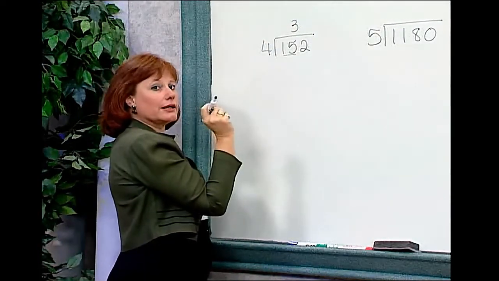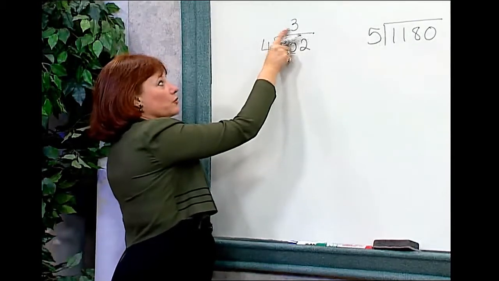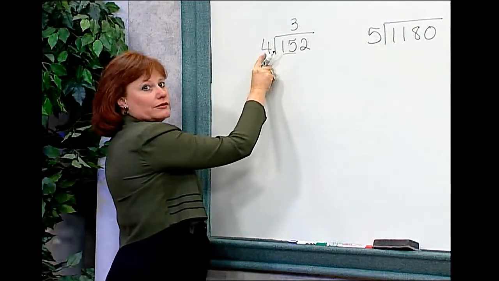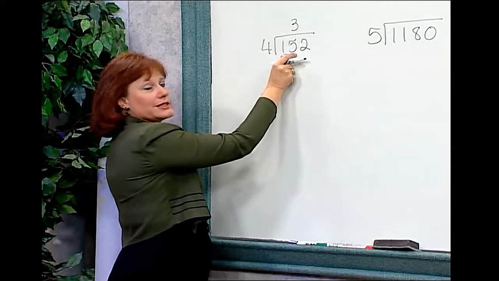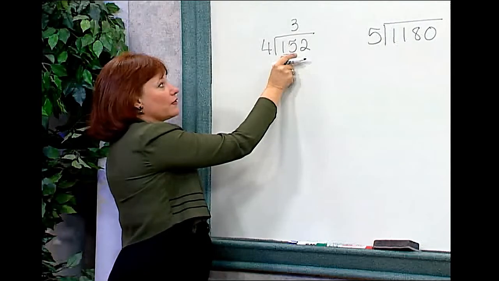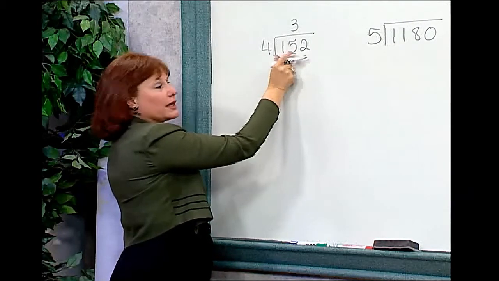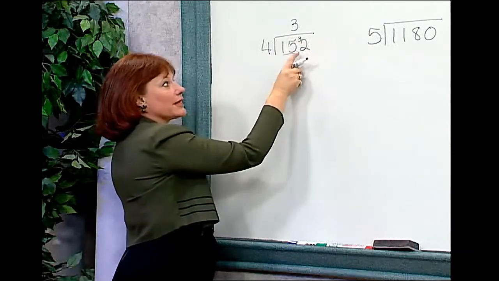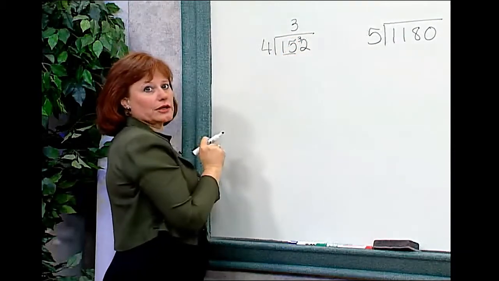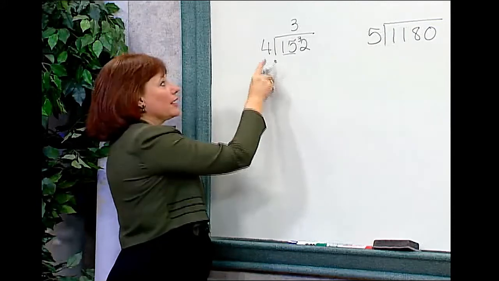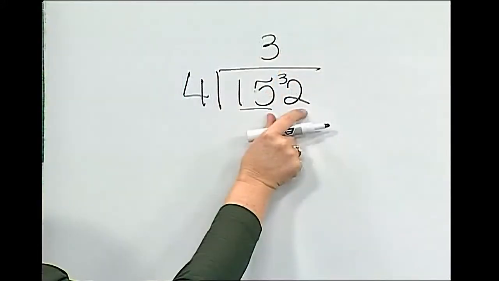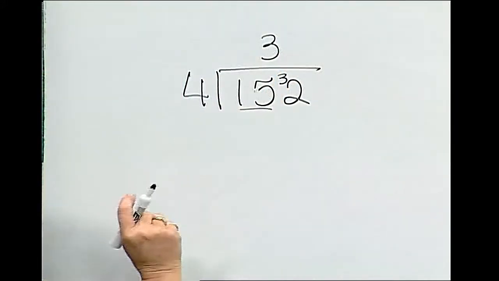Now in your head, you want to practice this skill. 3 times 4 is 12. The next step would be to subtract, so we will subtract. 15 minus 12 is 3, and I will only carry this number over. I'll carry the 3 over and hook it to the 2. Now I'll check to see if 4 will go into this next group of numbers evenly without going over.